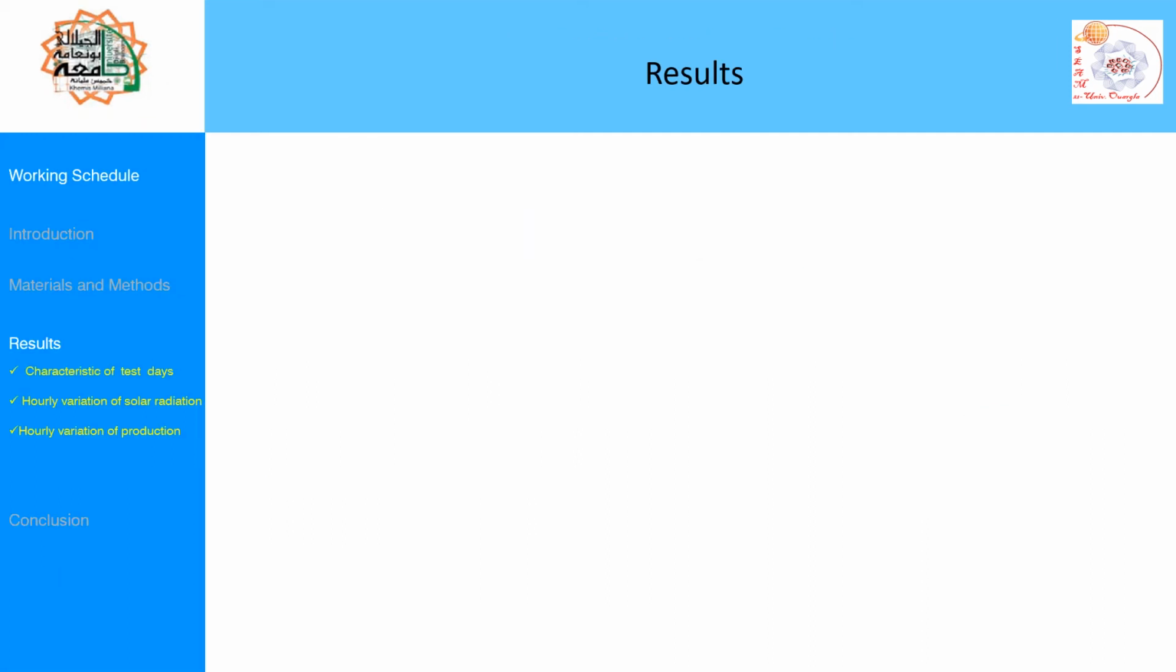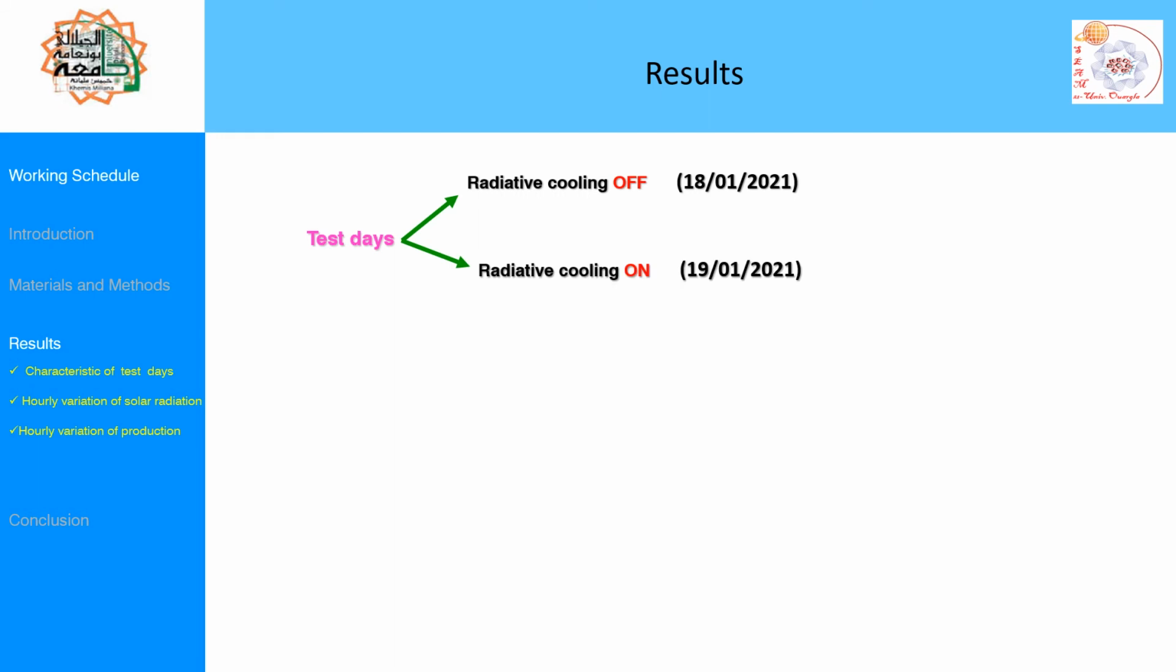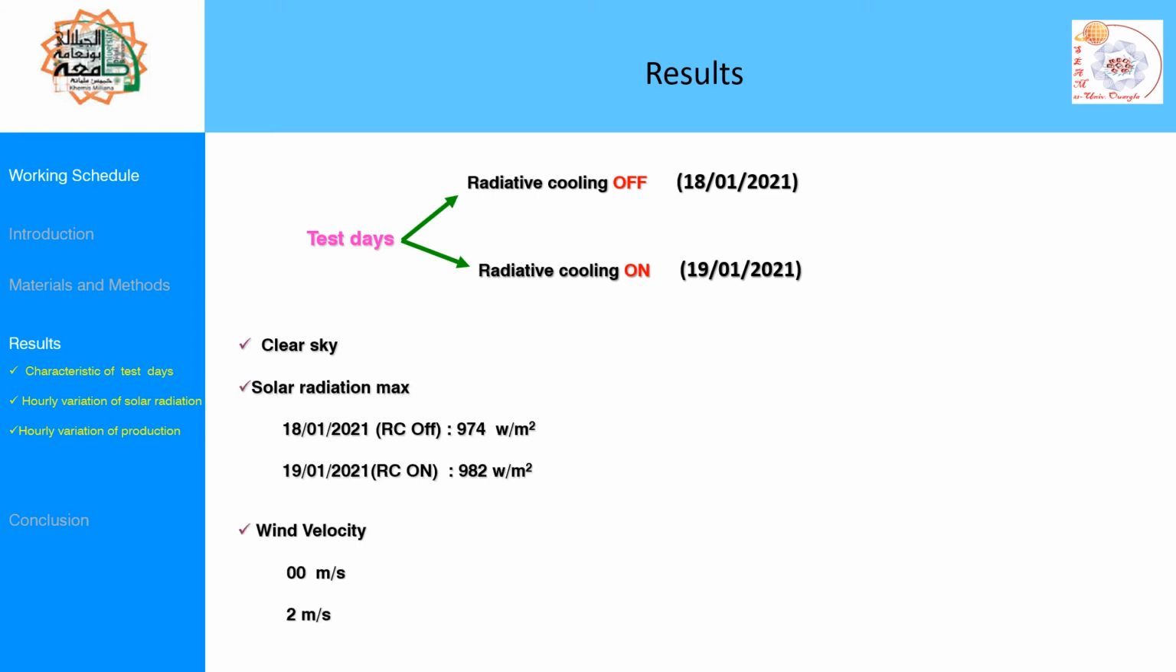In order to investigate the effect of radiative cooling of the solar still's glass cover on its performances, 2 cases of experiment were carried out. The first case was investigating the performances of the solar still without cooling. In the second one, the cooling system was turned on, as I said before, 3 minutes every 30 minutes. In the 2 days, the sky was practically clear. Solar radiation for the 2 days are respectively 974 and 982 watt per square meter. The wind velocity is between 0 and 2 meters per second.